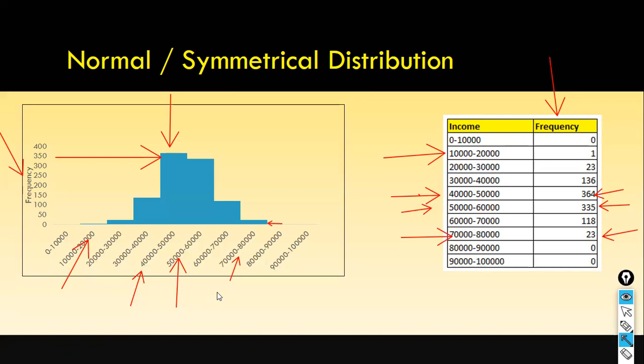Got it? So here we don't see any skewness, but there is a mild skewness here, 0 to 1,000, but we don't see anyone getting a salary in that range.